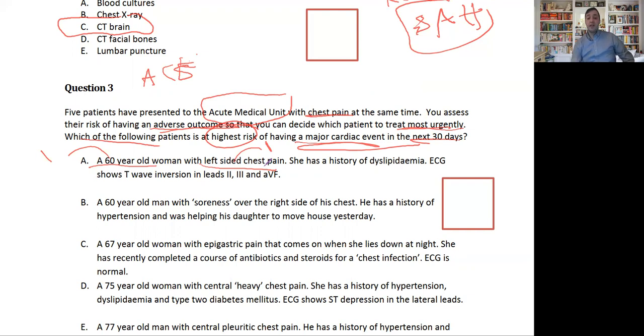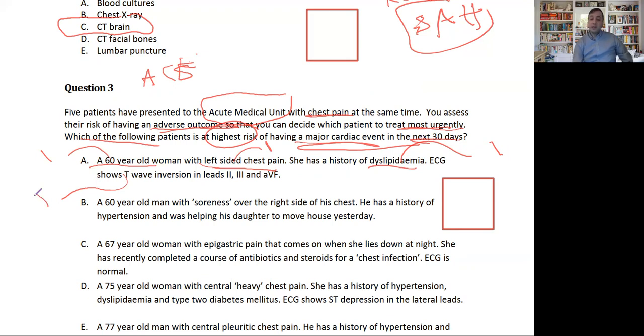Left-side chest pain is going to be 1 point. She has a history of dyslipidemia, so dyslipidemia will take 1 point. ECG findings show T-wave inversion in leads 2, 3 and aVF. This is going to be T-wave inversion as well, so I think it's going to be 1 point. So the total for this lady is 1, 2, 3, 4.